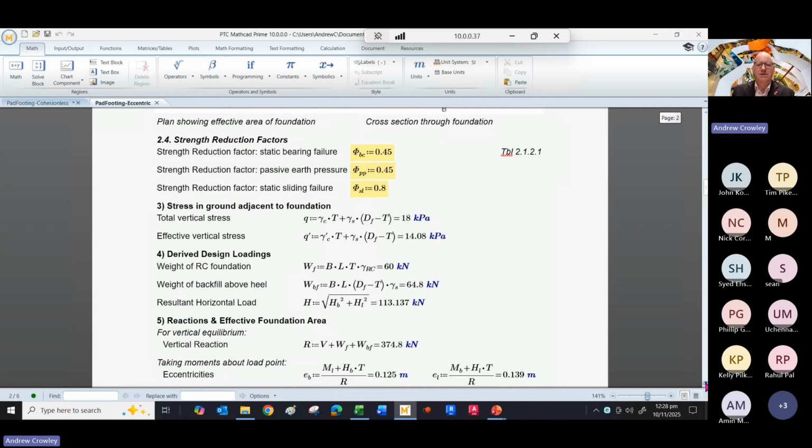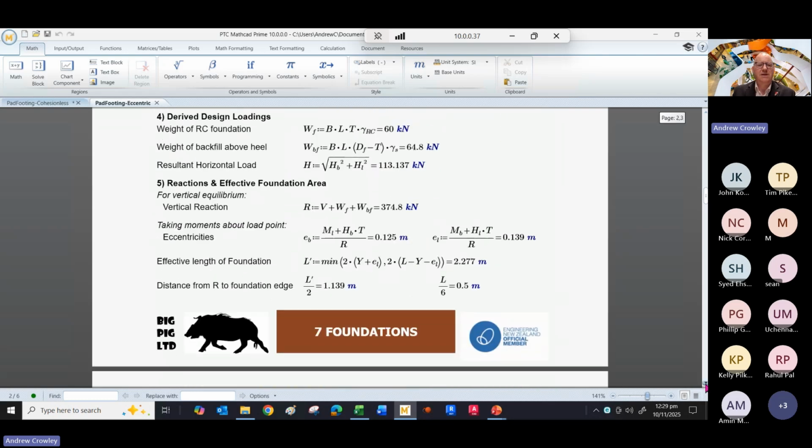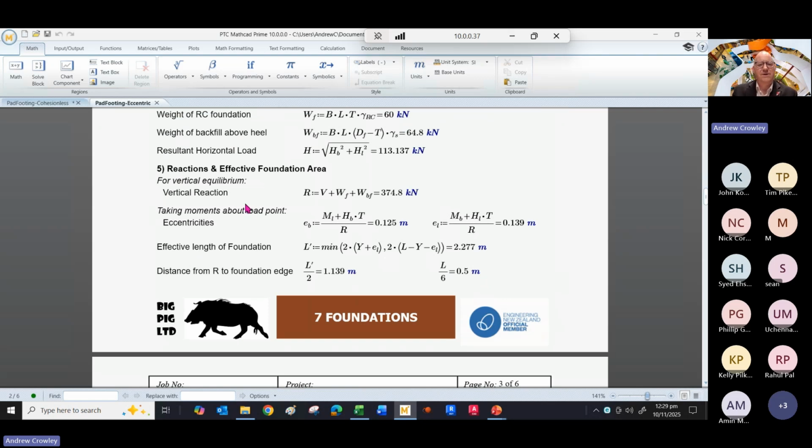We take our strength reduction factors as before from the code, and we work out the total stress in the ground at the underside of the foundation. We derive our design loadings, so we've got our weight of the foundation, the weight of the backfill. With that, you can add that to the applied vertical load to get a total vertical reaction of 374 kilonewtons. Taking moments about the point of loading, you then work out what the eccentricity is about breadth as 125 millimeters and about the length as 139 millimeters using these equations.